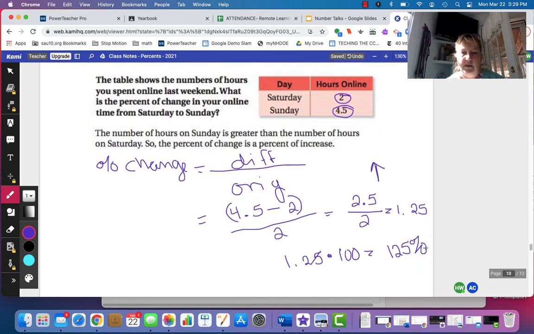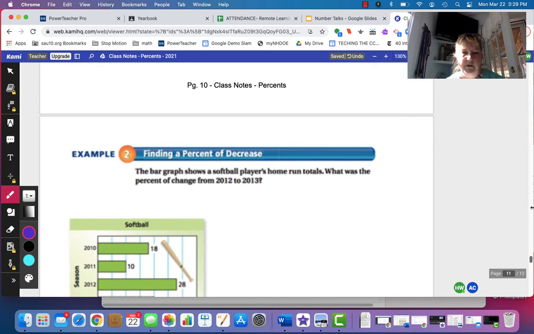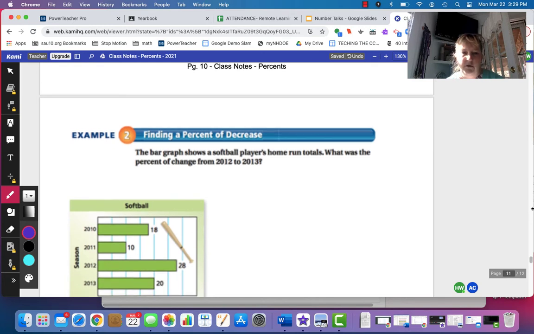All right, let's look at percent of decrease. So this is a softball player's home runs. What is the percent of change from 2012 to 2013? We know that in 2012, they hit 28 home runs. And we know that in 2013, they hit 20 home runs. So our percent of change is going down.